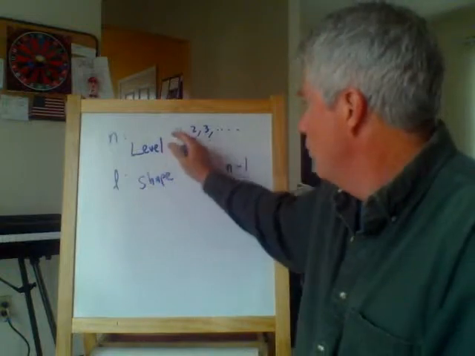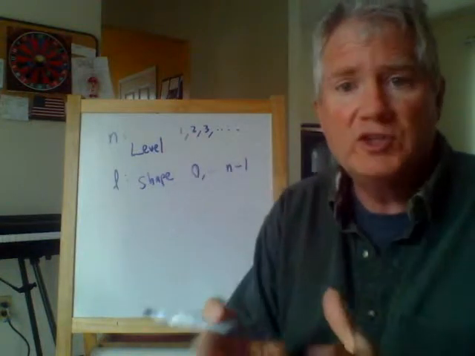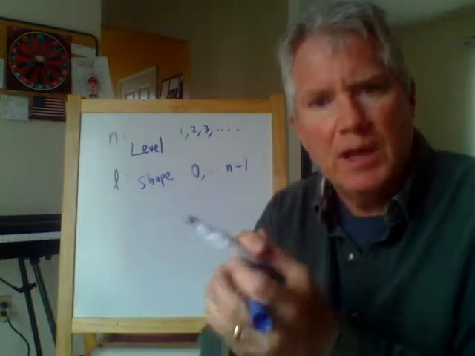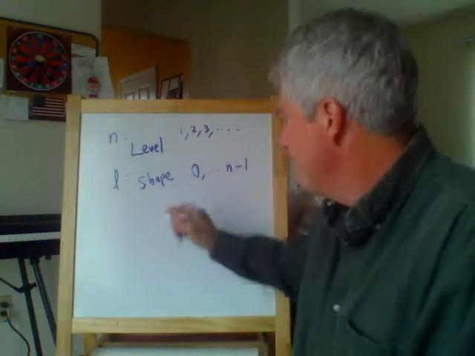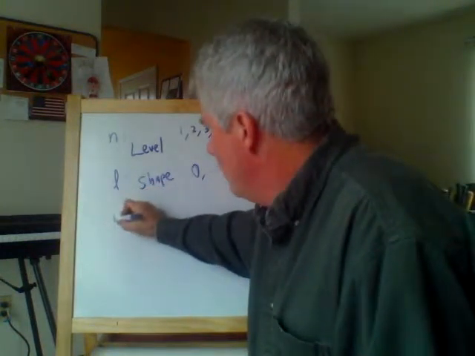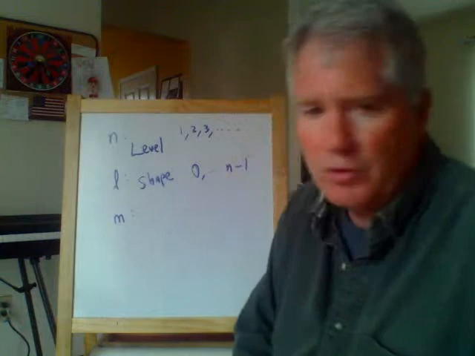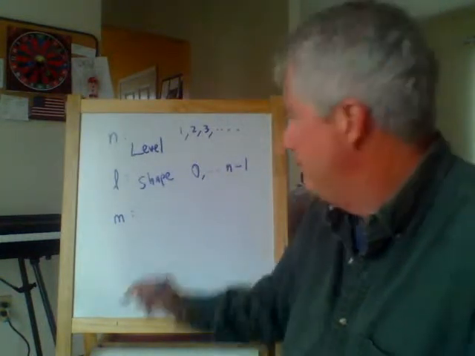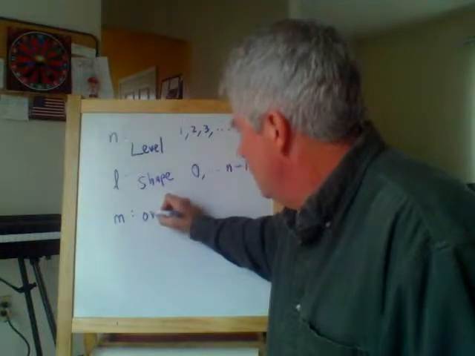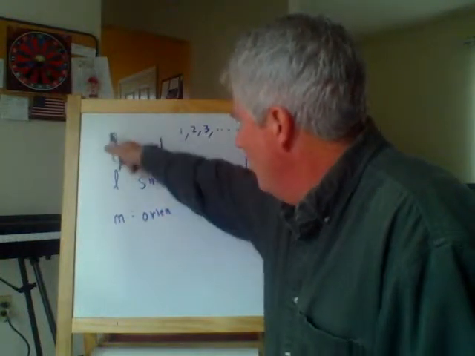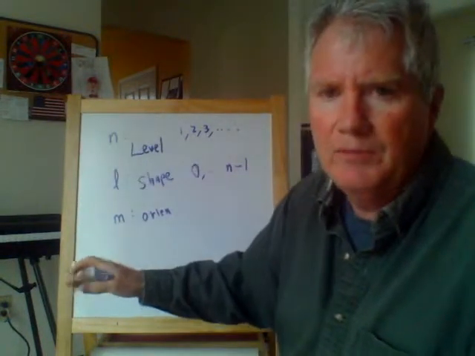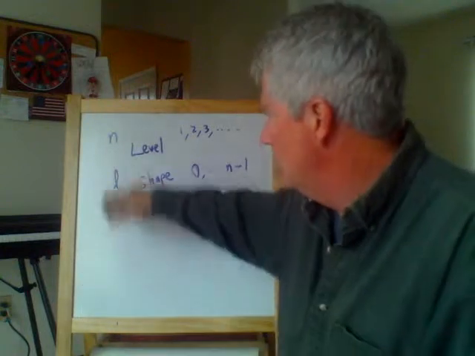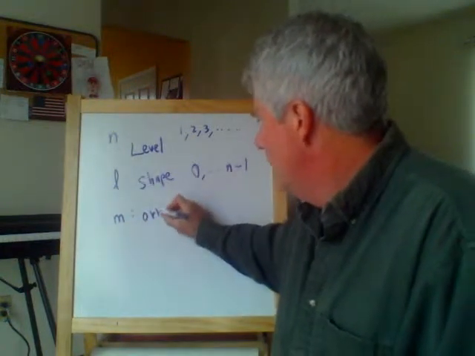In fact, at n equals 1, it only has one shape, period, and that turns out to be a sphere, but we'll get into that in a second. Okay, and the third quantum number that came out of solving the Schrodinger wave equation was something called m. By the way, all of these have technical quantum names. I've left them out. You can look at those in the book.